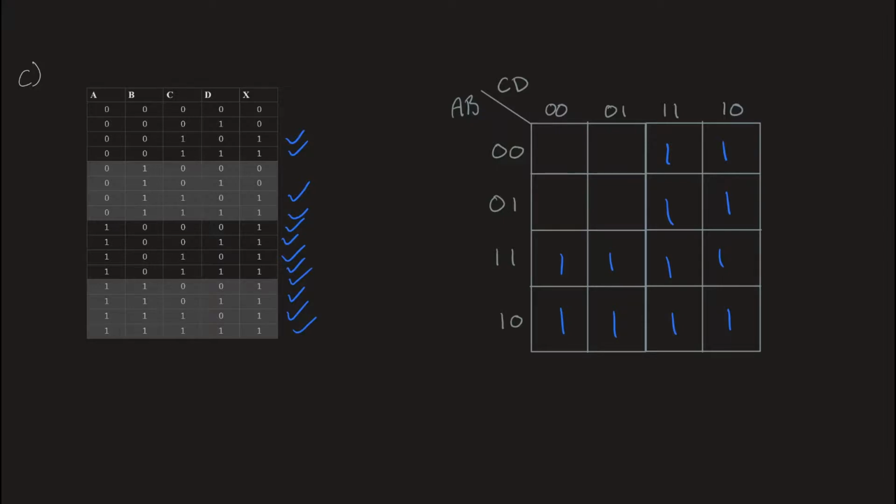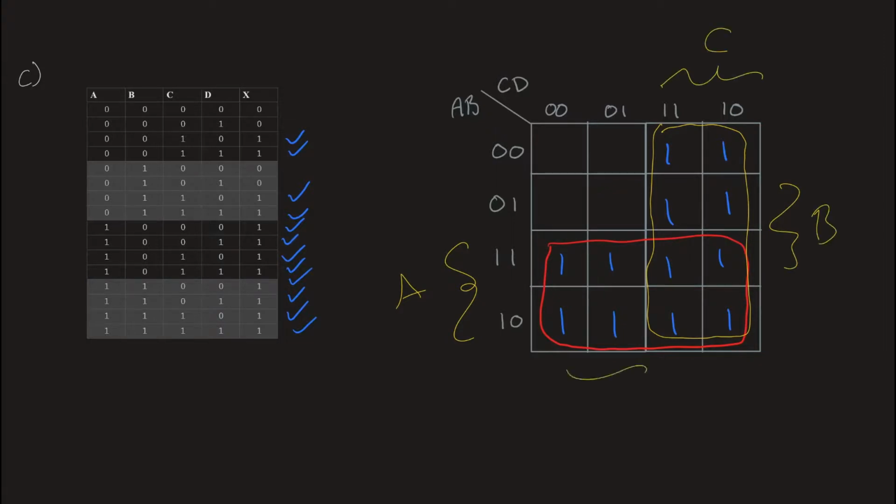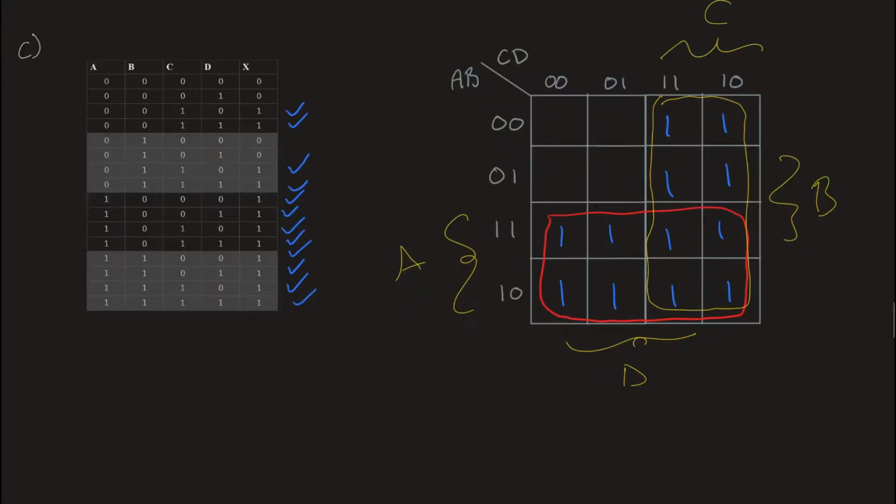What do you think? I think it's nicer. So we got a group of 8. And we've got a group of 8. A range, B, C, and D.